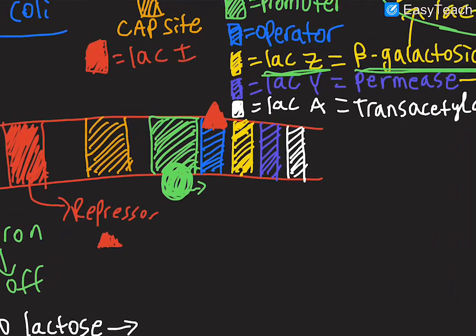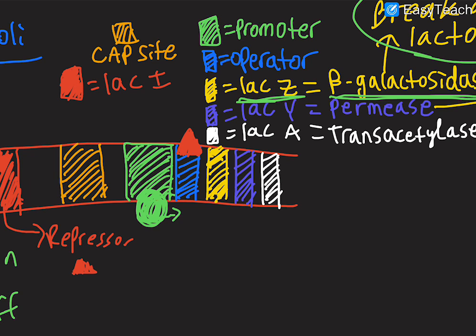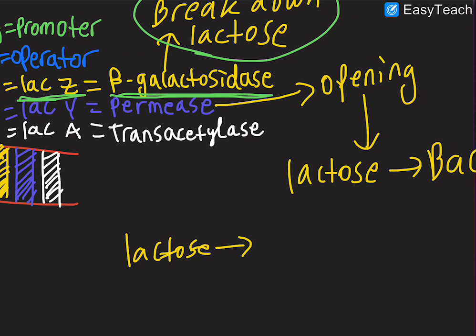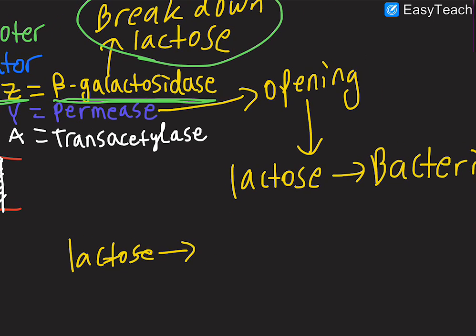lactose is present, what happens is it gets converted into an isomer of lactose called allolactose. So when lactose is present, lactose can get converted into an isomer of lactose, which is called allolactose. Let's say we represent this allolactose as a green circle.